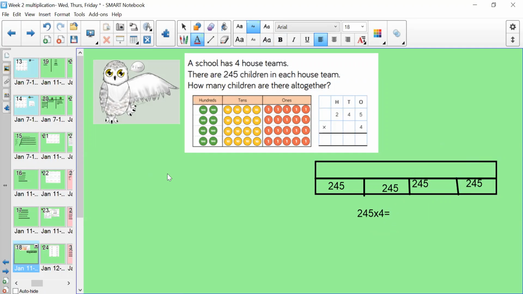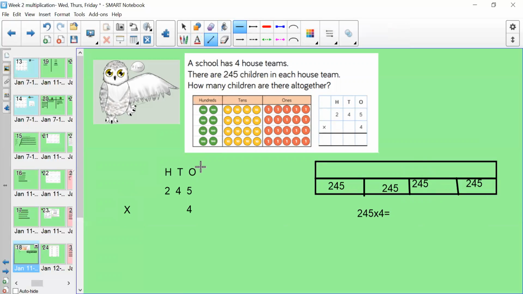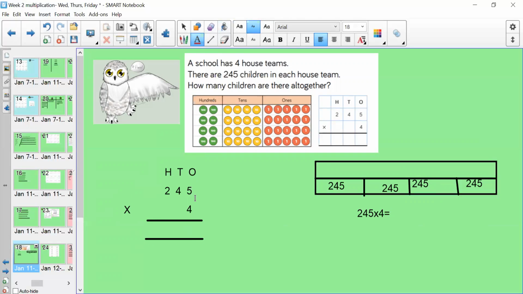Okay, so then I would set out my columns like they have done. So I would draw my hundreds, tens, and ones, and then 200, and 40, and 5, and then multiplied by 4, and make sure my multiplication sign is on the left. And then I would draw neatly ruled lines underneath. Okay, so the ones column first. So 5 times 4 is 20.